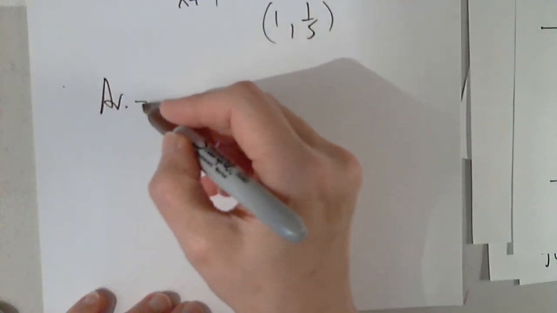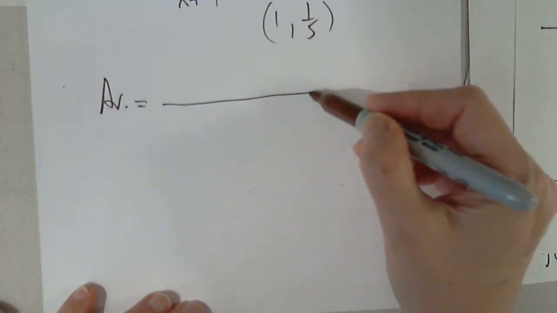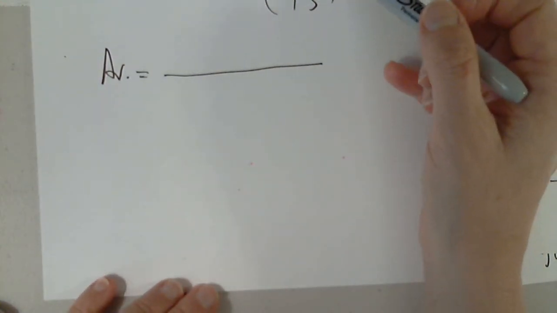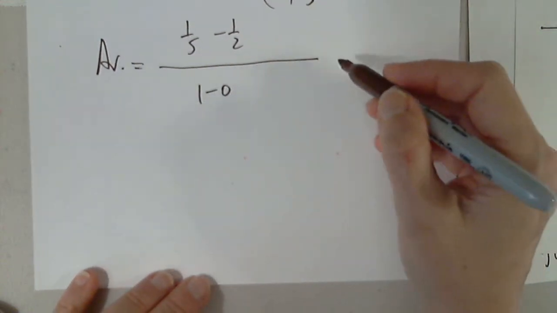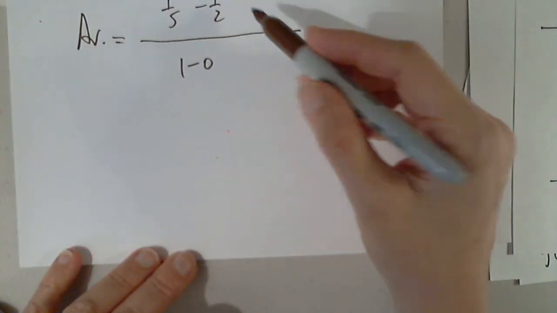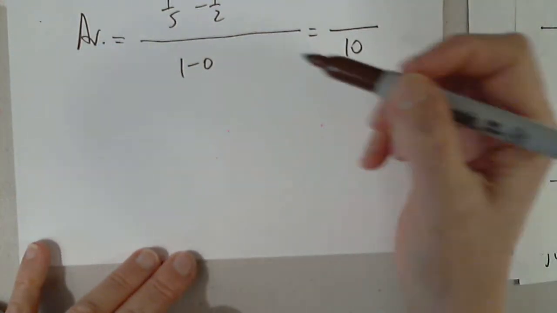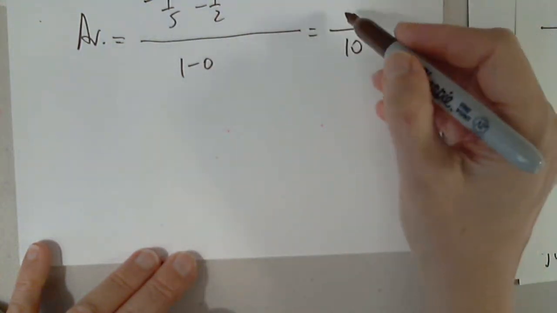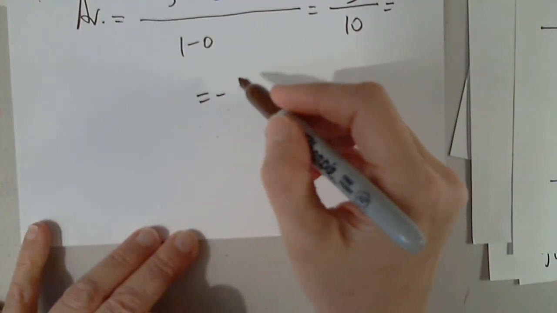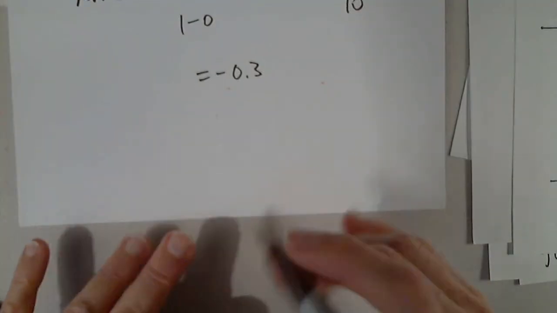So let's say we want to determine the average rate of change between these 2 points, 0 and 1. This is just the slope, y2 minus y1 over x2 minus x1. So basically I have 1/5 minus 1/2, so this is denominator 10. This needs a 2 and this needs a 5. 2 minus 5 is negative 3. So you either leave it as negative 3 over 10 or negative 0.3.